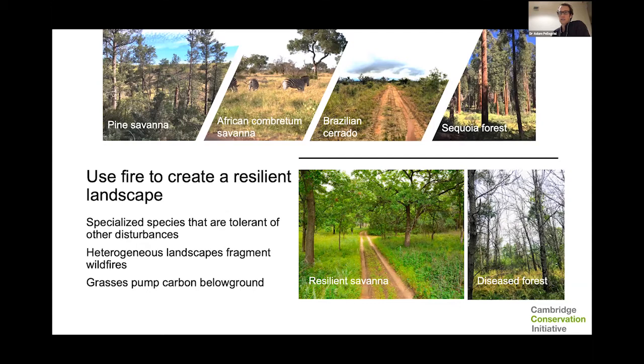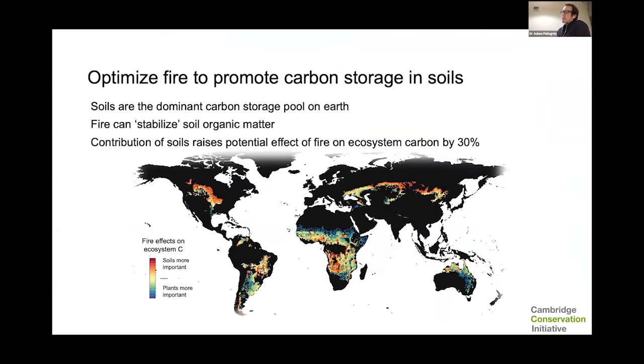And when you are burning landscapes, you can also promote species that are great at storing carbon below ground in the soils, such as grasses. And when we think about fire, we often don't think about the soils burning, except in the case of peatlands, where peat's actually the main fuel for fire. But in fact, soils are very responsive to fire, and that's because fire changes the amount of biomass that goes into soils. And so as you change fire, you have the potential to change the carbon storage in soil.